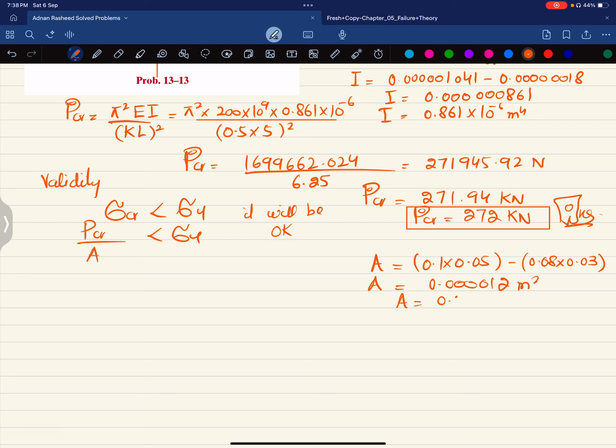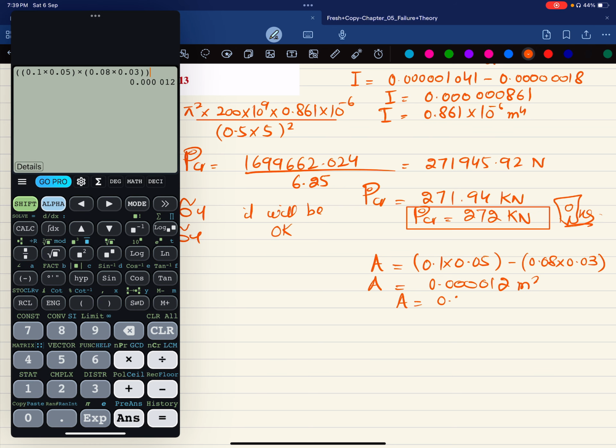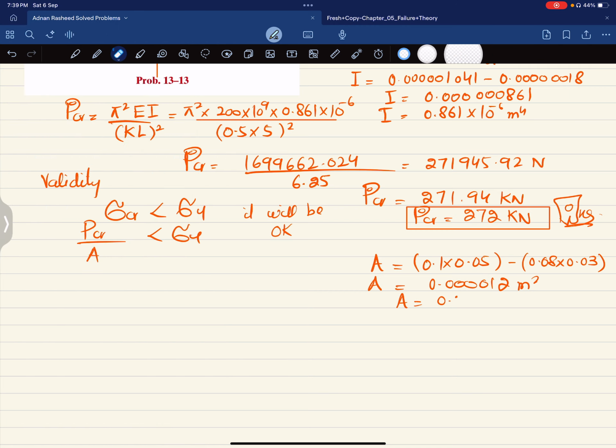Or you can also write A as, let me check it, 0.1 multiplied by 0.05 minus 0.08 multiplied by 0.03. Okay, I wrote multiply instead of minus, so this is minus. Let me correct it, it is 0.0026 square meter. So you can also write it as 2.6 into 10 raised to power minus 3 square meter.